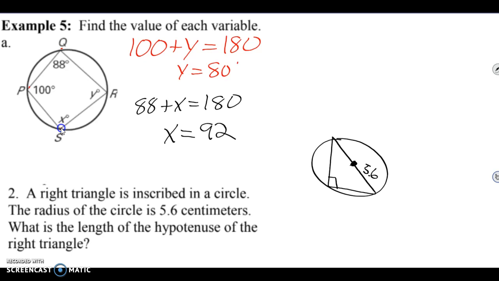Well, if 5.6 is the radius, this way, it's got to be 5.6 on this side. So the length of the hypotenuse, 5.6 plus 5.6, we get 11.2. All right, that is it.